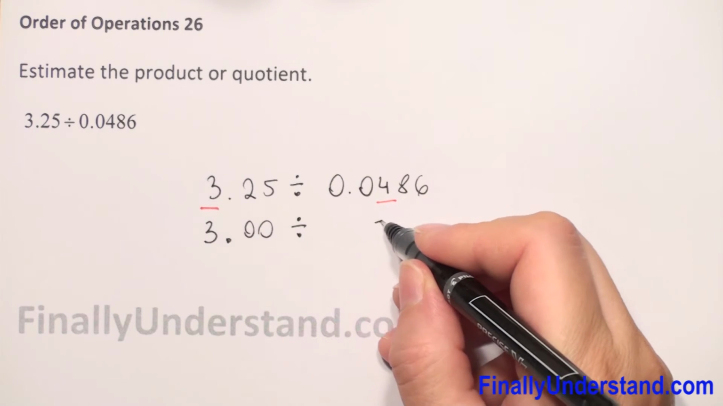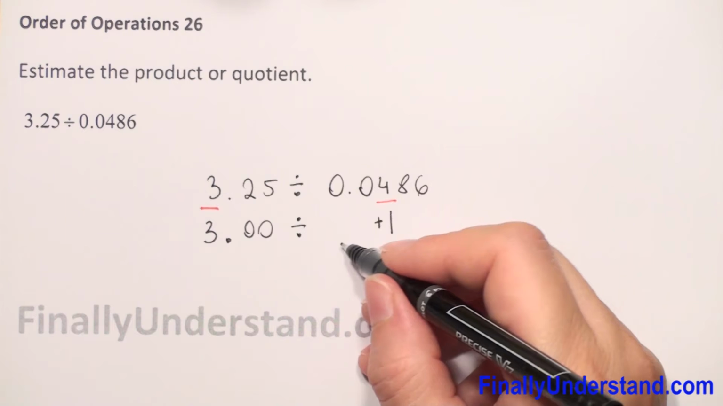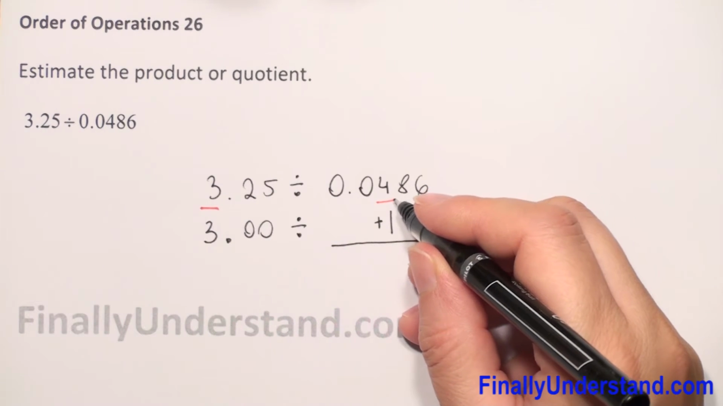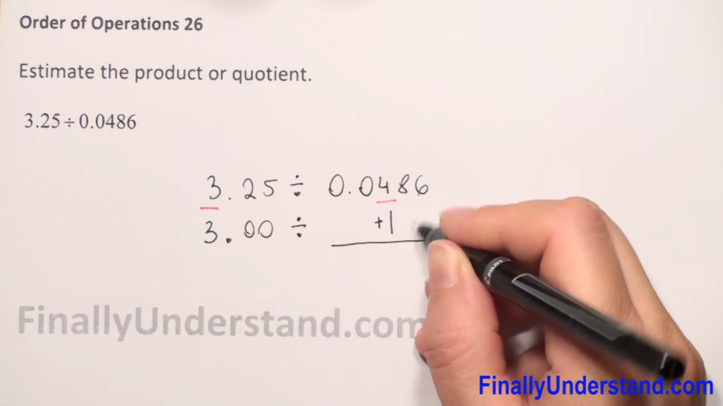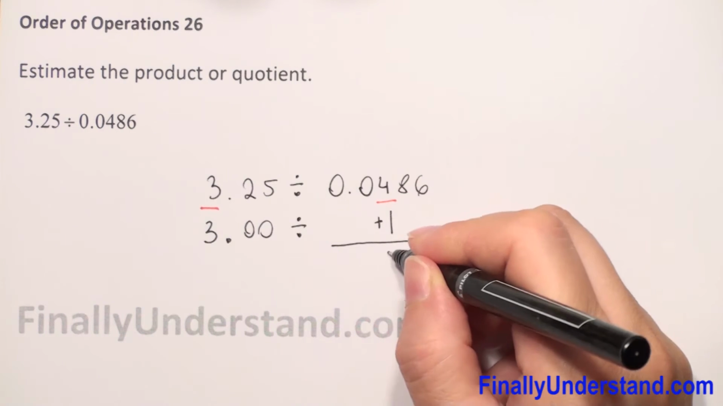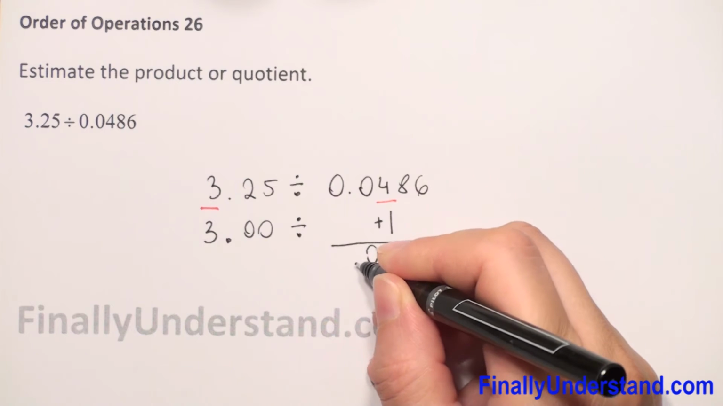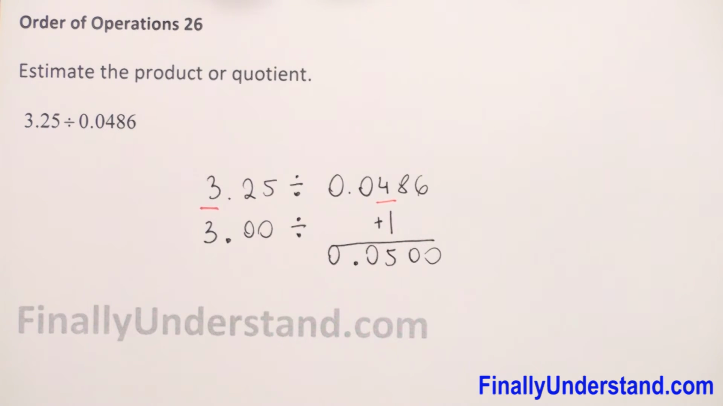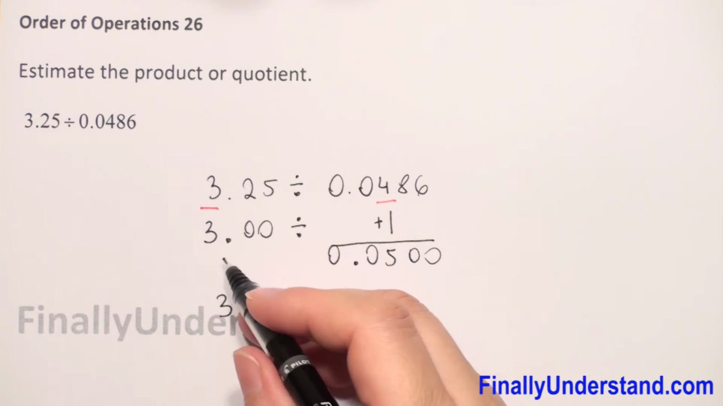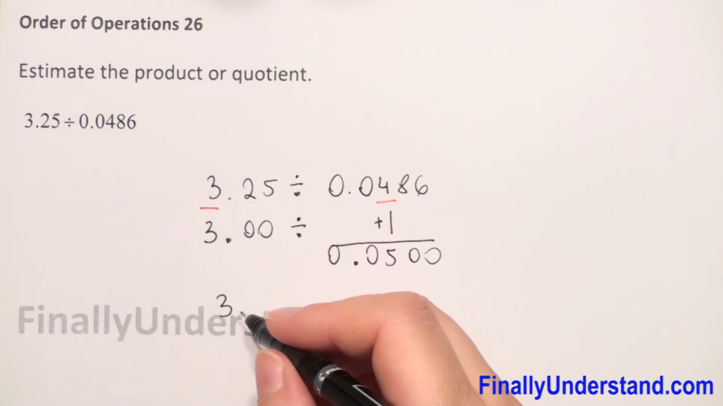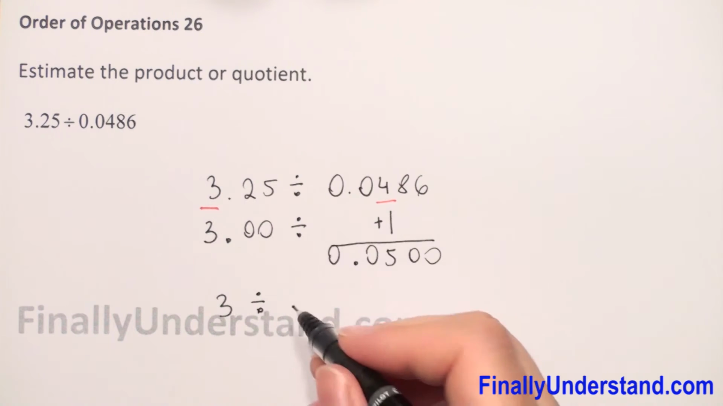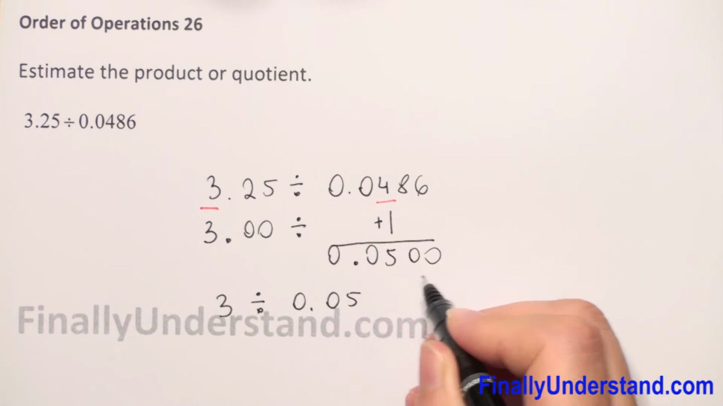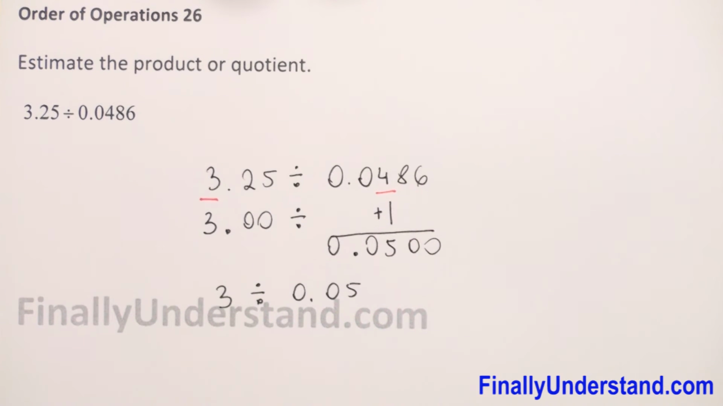What we have to do is add 1 to our underlined digit. And next, we change every digit after our underlined digit to zeros. 4 plus 1 is 5, and every digit before our underlined digit we copy. So we have 3 decimal point 0 0, so this is 3, divided by 0 decimal point 0 5. We don't have to write the zeros after 5, they don't change the value of our number.